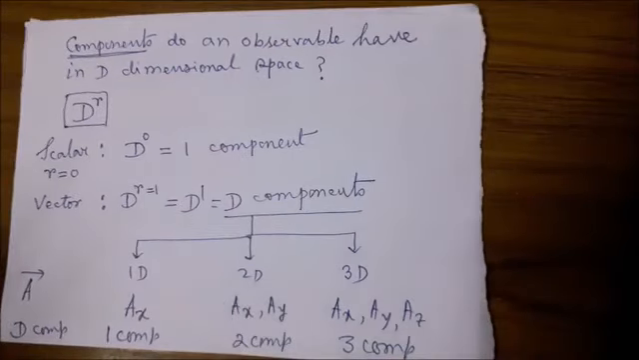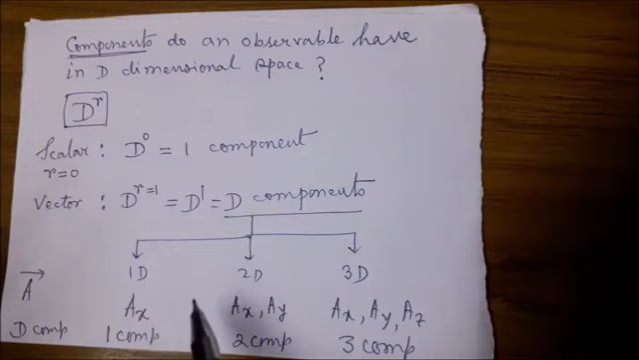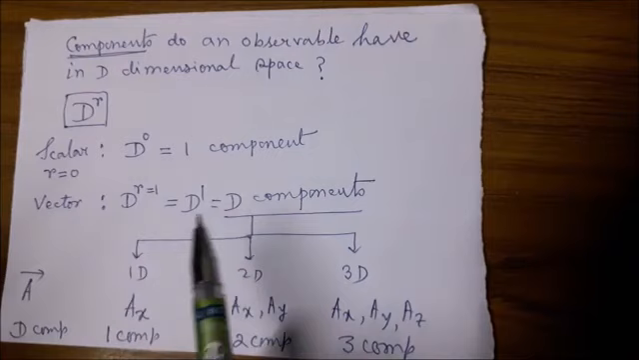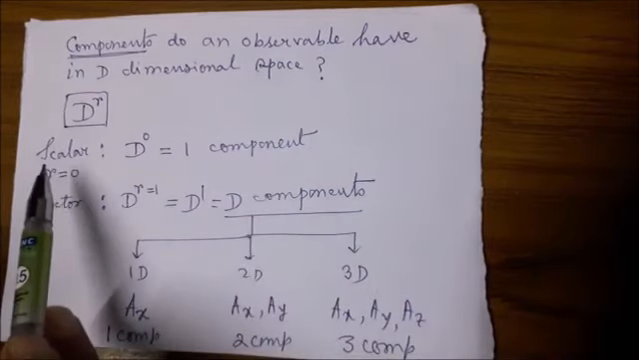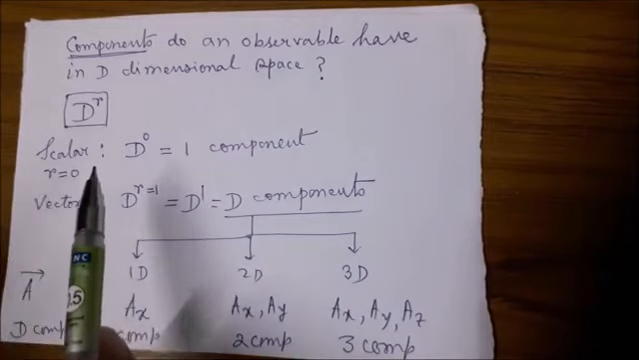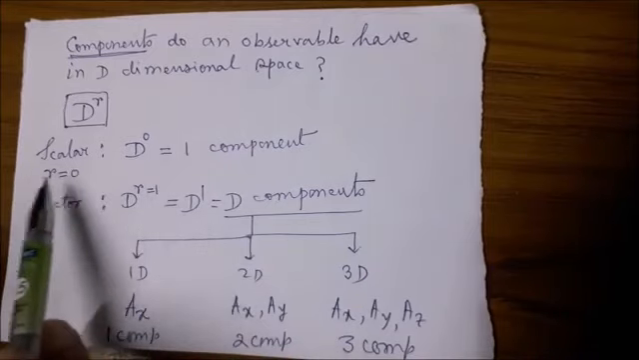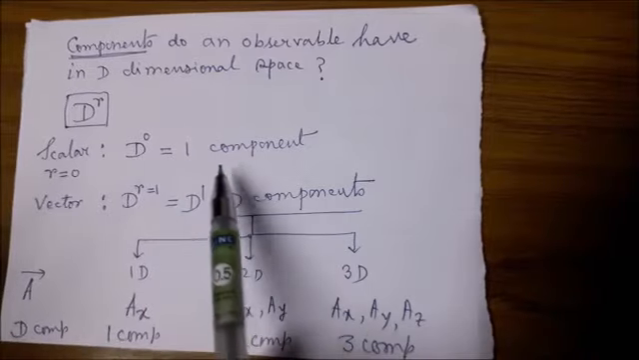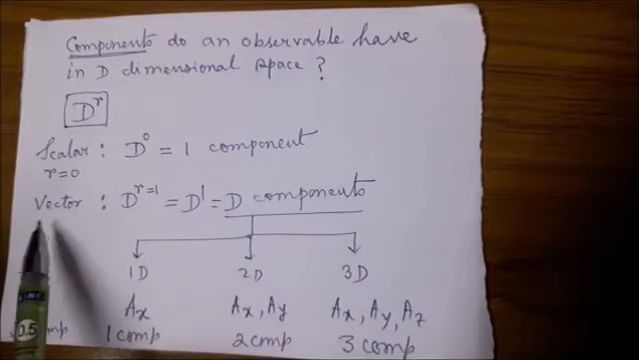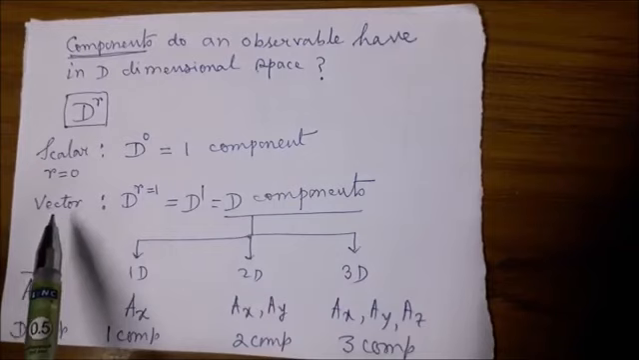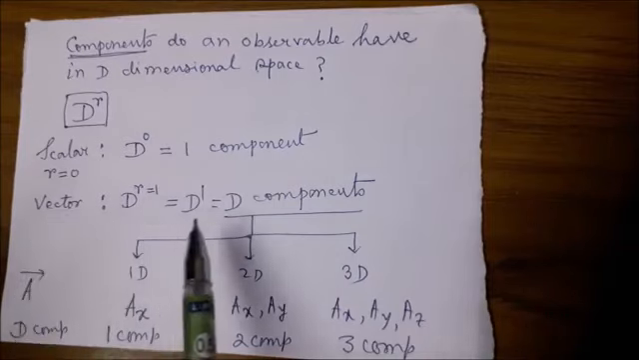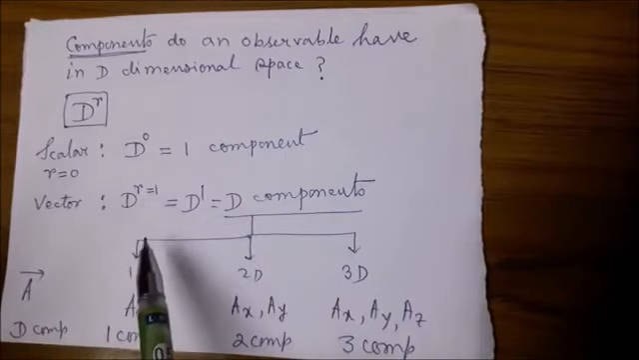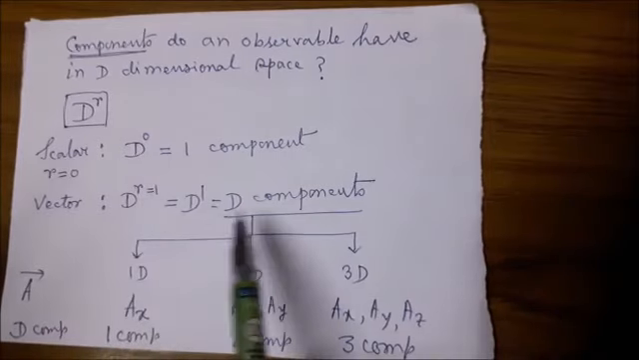Let me end here with a mention of the fact that rank represents the number of directions which an observable has. Scalars have no direction, and therefore their rank is 0, and in any dimension they will have one component. Vectors are quantities which have one direction, and therefore their rank is 1, and in d-dimensional space they have d components.